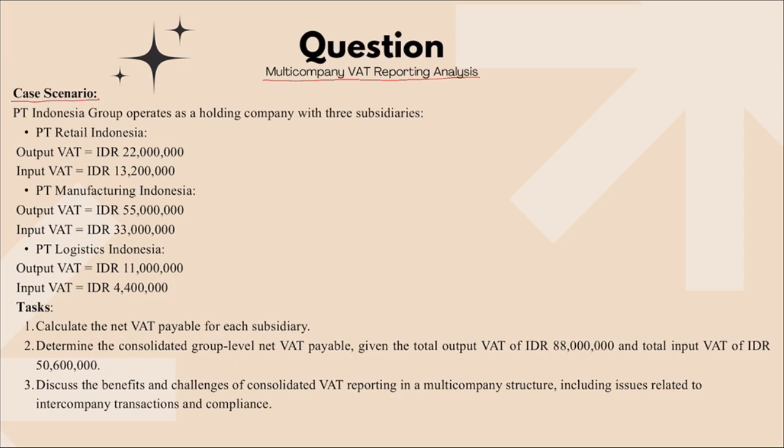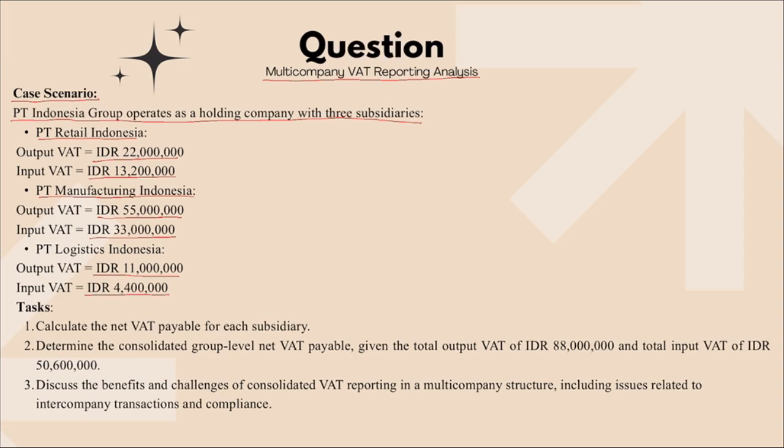PT Indonesia Group operates as a holding company with 3 subsidiaries. First, PT Retail Indonesia has output VAT of 22 million and input VAT of 13 million 200. Second, PT Manufacturing Indonesia has output VAT of 55 million and input VAT of 13 million. The last, PT Logistik Indonesia has output VAT of 11 million and input VAT of 4 million 400.